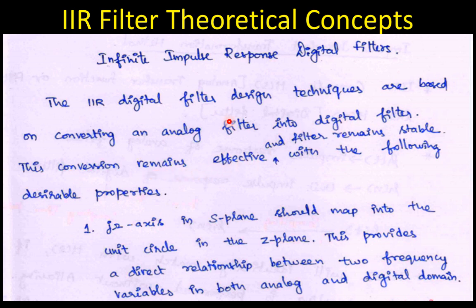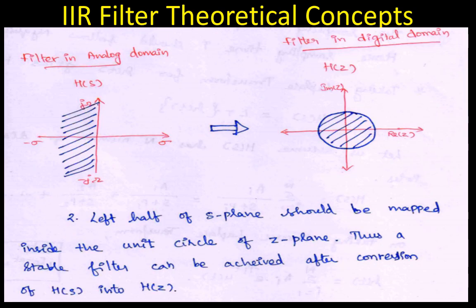So when we convert an analog filter into its equivalent digital filter, we are supposed to take care in order to maintain the stability of the filter. The analog filter is in the analog domain, represented by the S plane, whereas a digital filter in the digital domain is represented by a graph called the Z plane. So here the relationship between the analog and digital frequencies has to be monitored carefully. So this is the pictorial representation for S plane and Z plane.